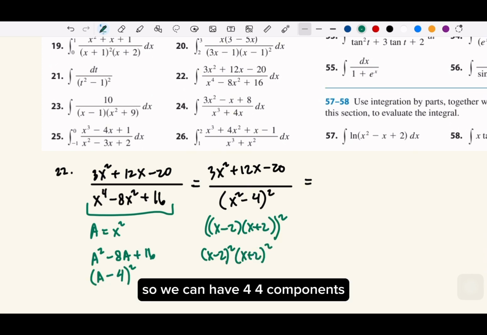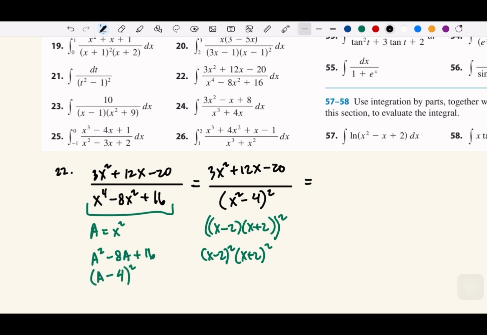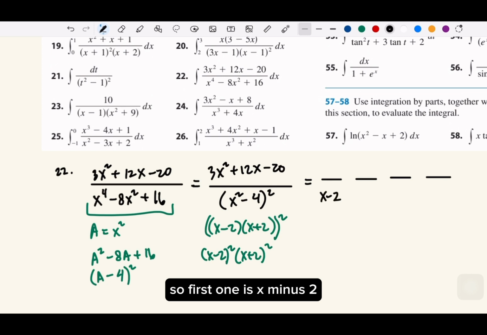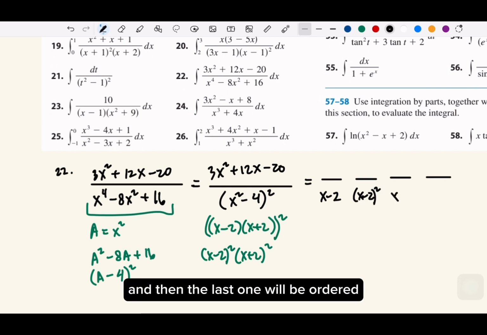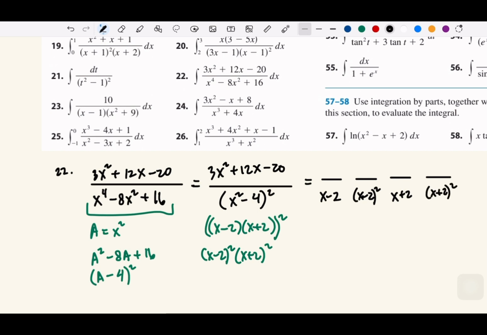So we can have four components: 1, 2, 3, 4. The first one is x minus 2, the second one is x minus 2 squared, and the third one is x plus 2, and all are linear factors. So plus, plus, plus, A, B, C, D.